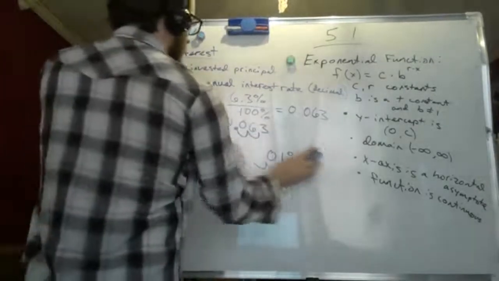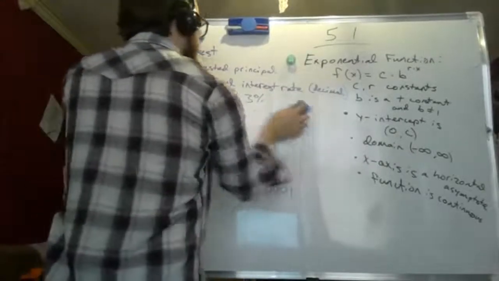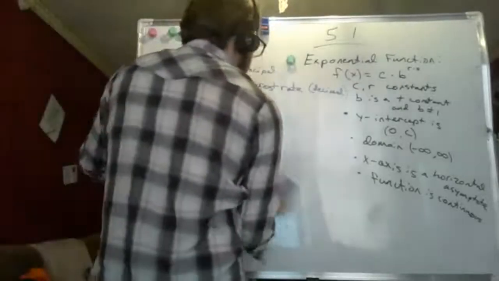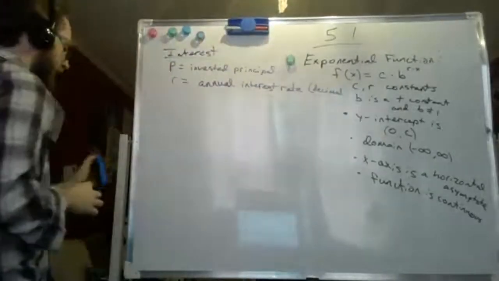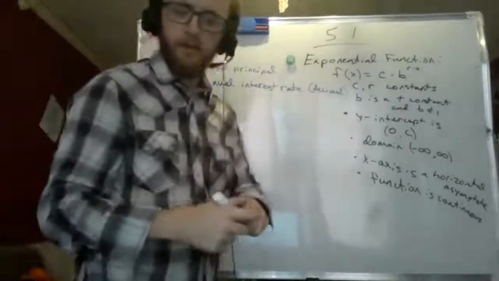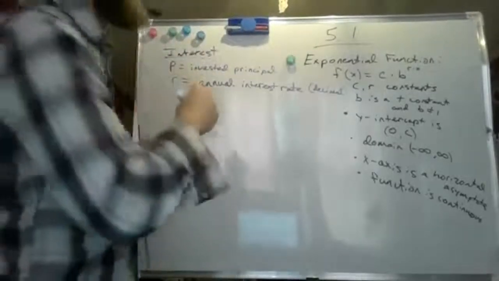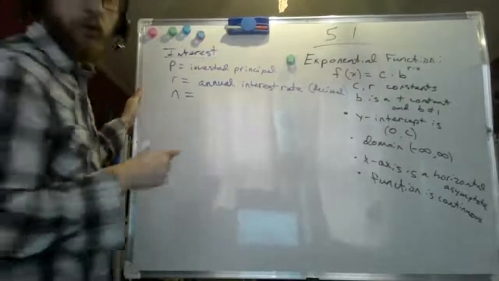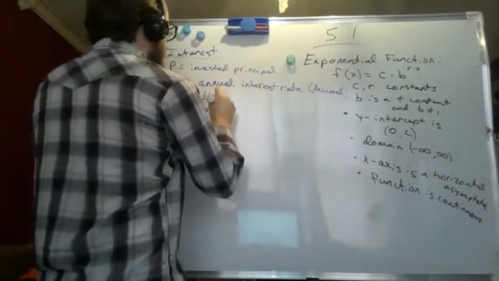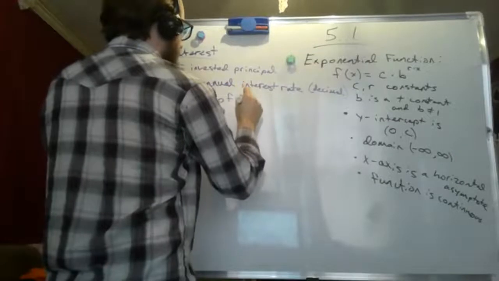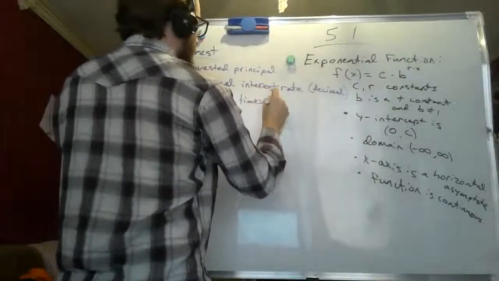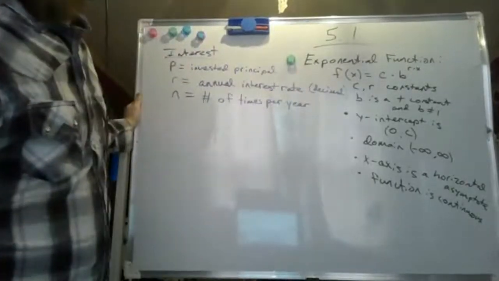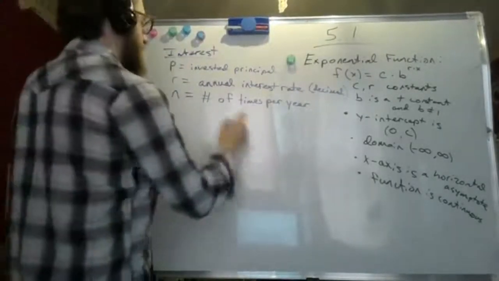All right, so R is for annual interest rate. It is the amount of interest that you gain each year. Okay, so that's useful. What else do we have? Next, we also have n. This is lowercase n. Here, n stands for the number of times per year interest is compounded.